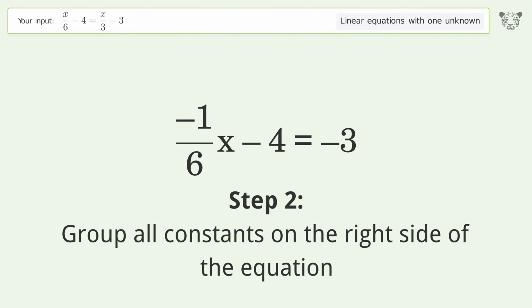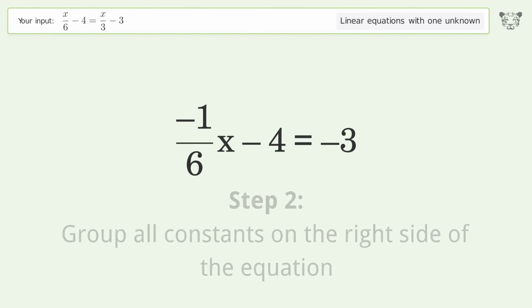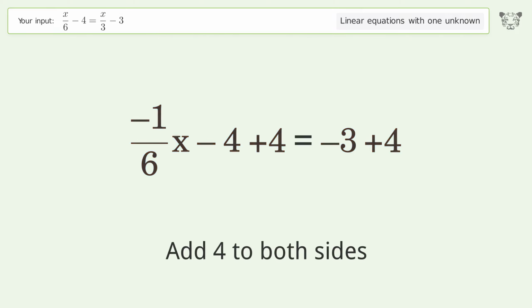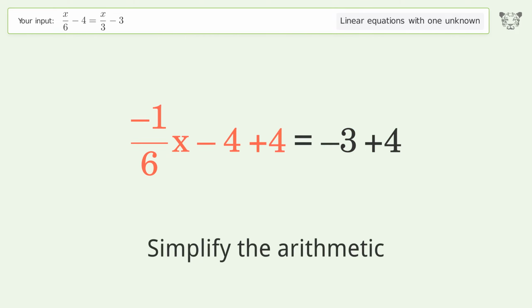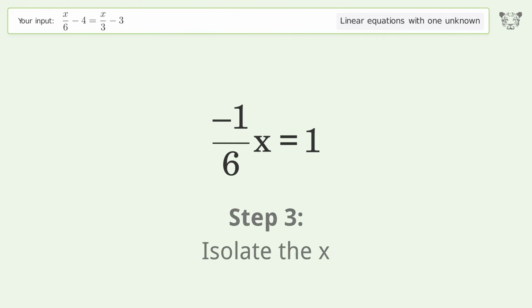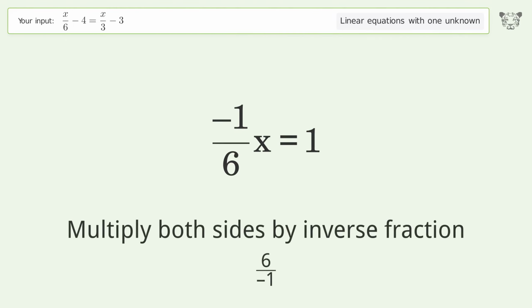Group all constants on the right side of the equation. Add 4 to both sides. Simplify the arithmetic. Isolate the x. Multiply both sides by inverse fraction 6/(-1).